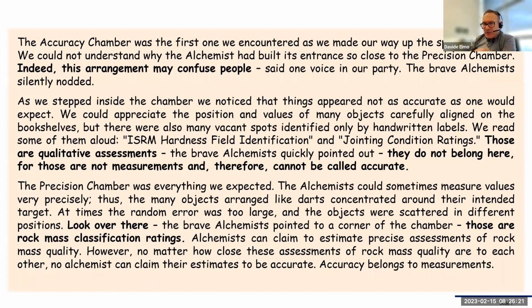Let's go back to the story now and continue the journey to the rock tower of Babel. The Accuracy chamber was the first one that we encountered as we made our way to the spiral staircase. We could not understand why the alchemist had built his entrance so close to the precision chamber. "Indeed, the arrangement may confuse people," said one voice in our party, and the brave alchemist silently nodded.